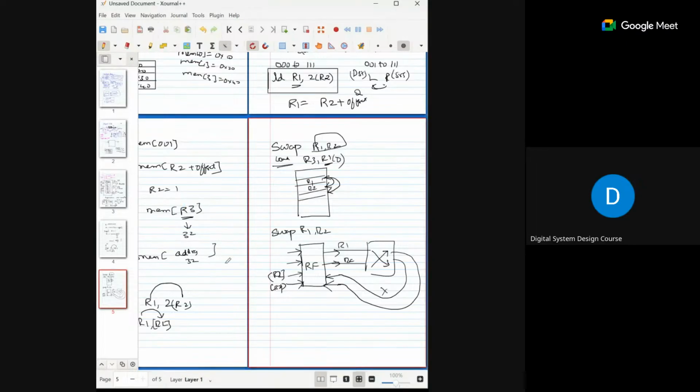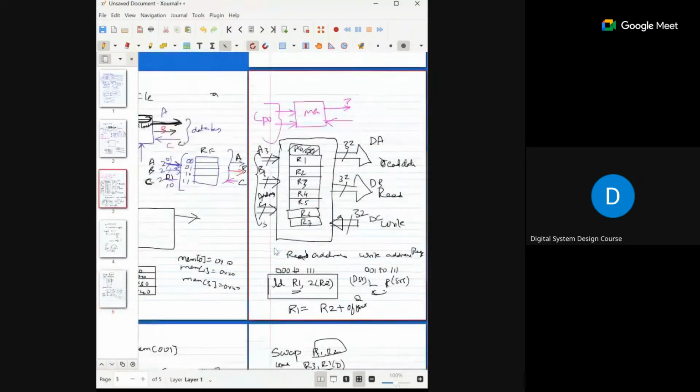Okay, but this is too advanced a level, I don't want to ask. But I was thinking whether we are reading and writing at the same time on the same port. So let me go back to the same topic here.